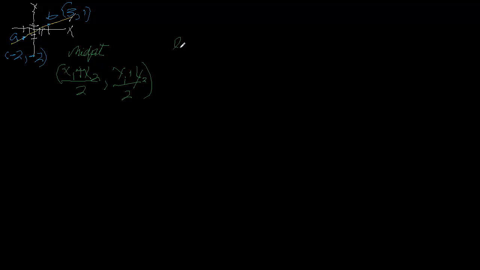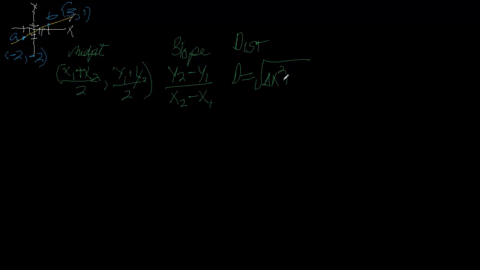Then we want to know our slope, which is going to be the difference of y, which we call the rise, over the difference of x, which we call the run. And then with that information, the distance between point A and B can be established as the square root of delta x squared plus delta y squared. So distance d equals the square root of the run squared plus the rise squared.